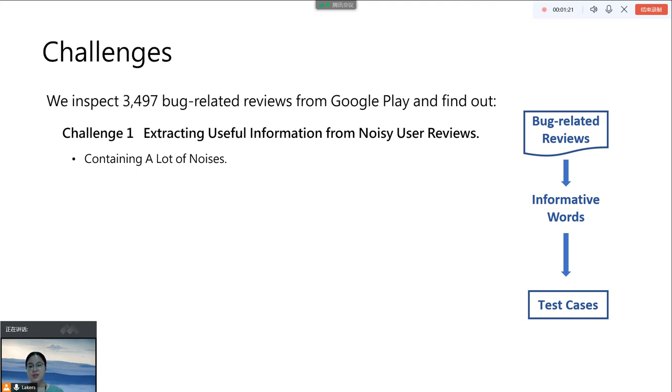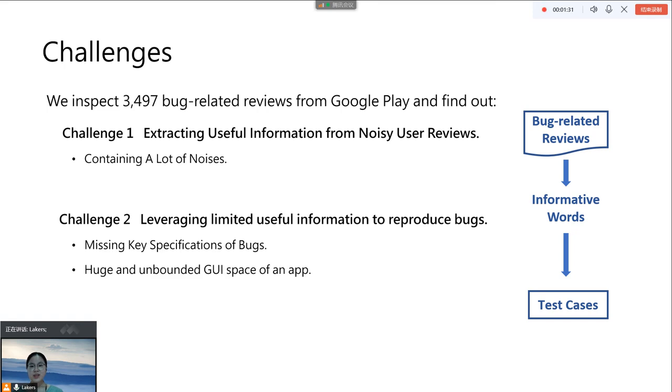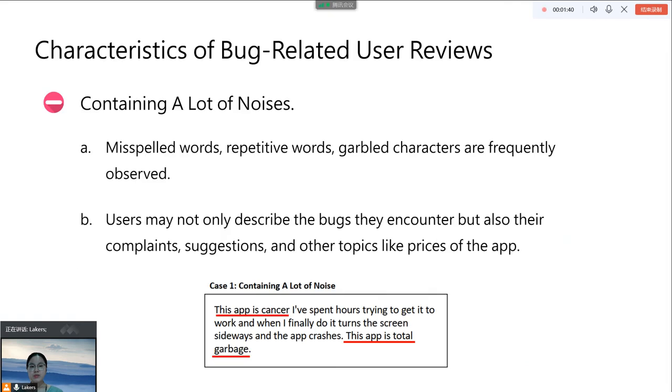The first one is that user reviews are noisy, so extracting useful information from user reviews is quite challenging. Secondly, it is also difficult to leverage limited information to reproduce bugs. I will show two examples. The noise in user review includes misspelling, repetitive words, and some unrelated information about bugs, such as users' complaints, suggestions, and other topics.